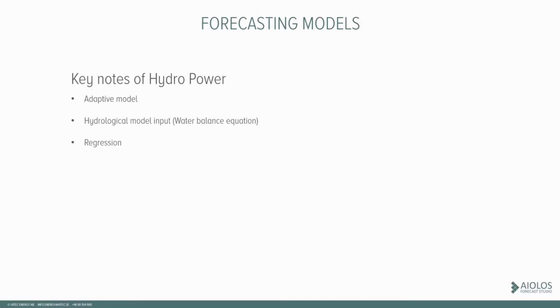For hydropower forecast, it's an adaptive model, and we also have hydrological model inputs here. It's kind of a water balance equation where we calculate the runoff from different sectors together with what the ground storage of water is. So in the end, you can say that this is a regression analysis of the parameters that we bring in.